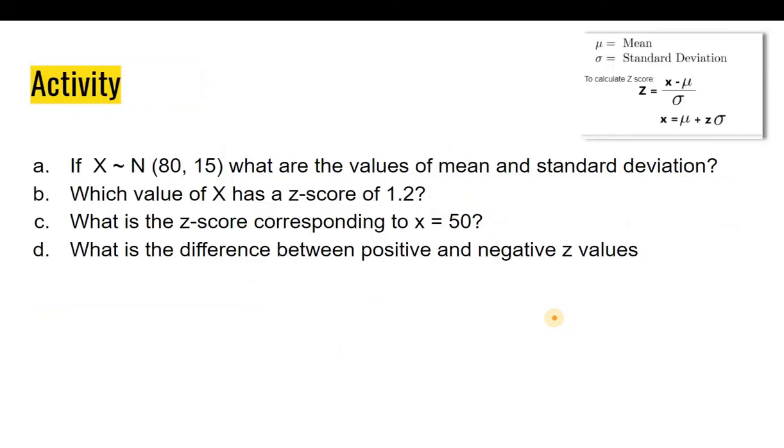Now for our example, let's look at this. Given: if X is equal to N(80, 15), what are the values of the mean and standard deviation? Which value of x has a z-score of 1.2? What is the z-score corresponding to x equals 50? And what is the difference between positive and negative z values? So we will try to answer all of this using the formulas we were given earlier. Okay?